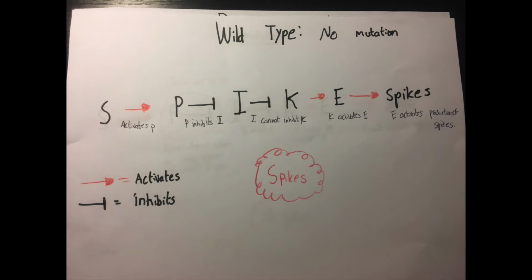Now we'll look at different mutations of the developmental network and see if they produce spikes. If we look at the wild type, which means there's no mutation, we see that S activates the gene P, and P inhibits I. So since I is inhibited, it cannot inhibit K, which means that K activates E, which means that E activates the production of spikes, which means in the wild type there will be spikes.